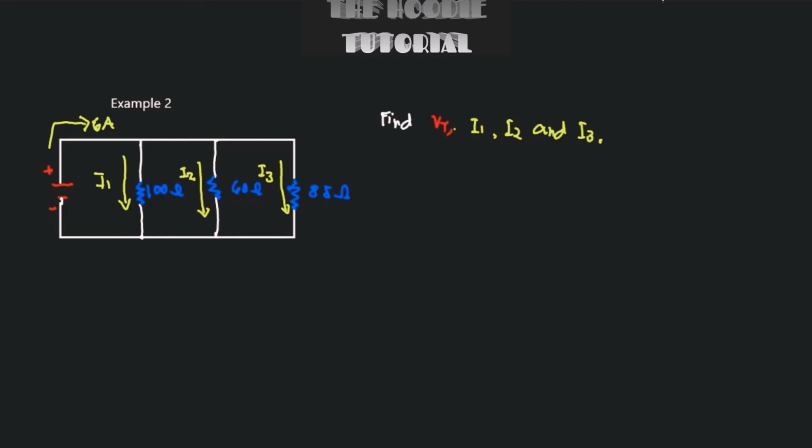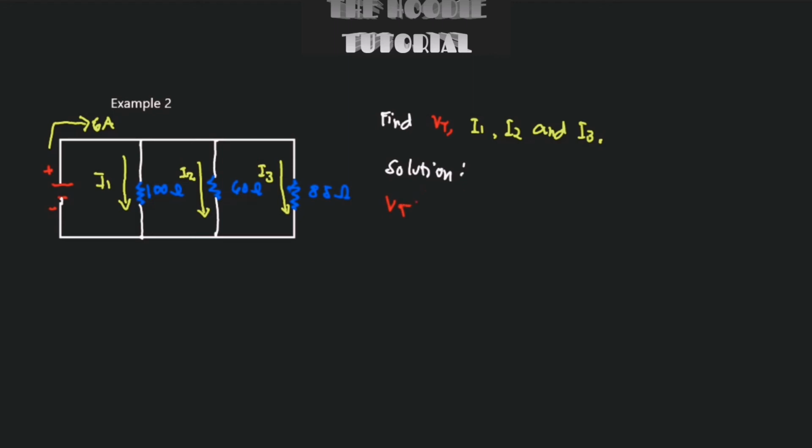find the VT since we don't have VT right here, and we need to find I1, I2, I3, or the current that is flowing through each of the resistors. So first, let's find VT. Let's put the solution right here. So the solution, and we need to find VT first.